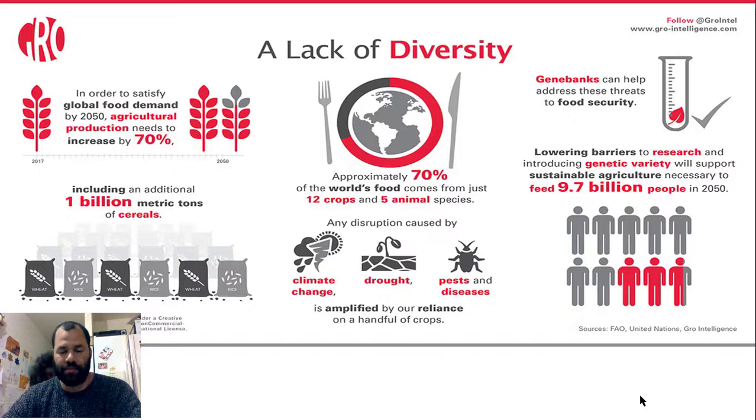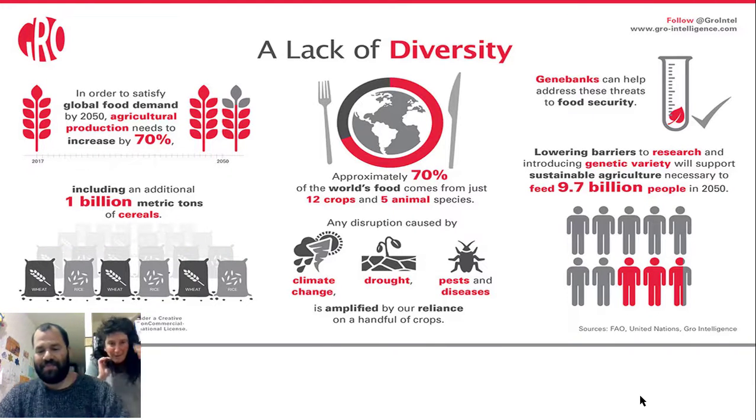Another major issue with conventional farming is the lack of diversity. Today we know that approximately 70% of the world's food comes from only 12 crop species and 5 animal species. So what is the problem with that? Does anyone have an idea? I know what the problem is.